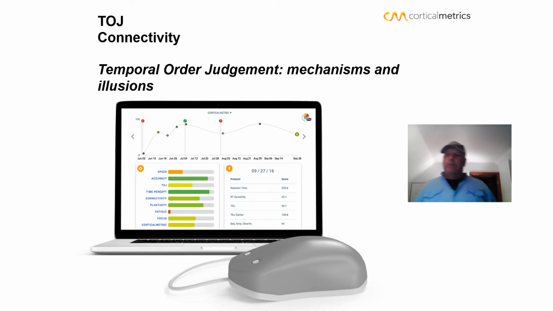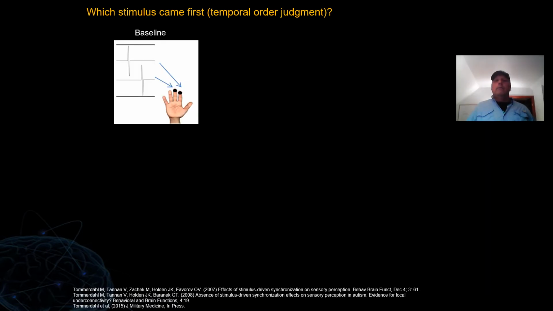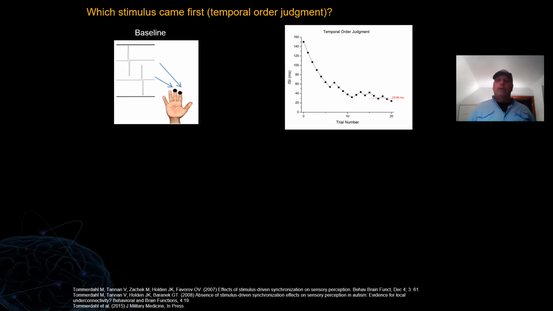Now, very briefly, if you watched one of the last videos, we talked about illusions and that you can generate illusory conditions. The reason illusions work is because the brain connects the dots. Just keep that in mind. Now, what is temporal order judgment? That's basically which stimulus came first, and that's how you get a baseline measure.